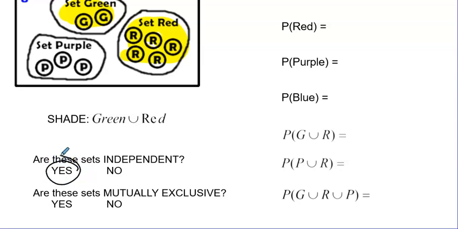Yes. A green does not affect a red. Red does not affect purple. Are they mutually exclusive? Yes. There is no overlap.